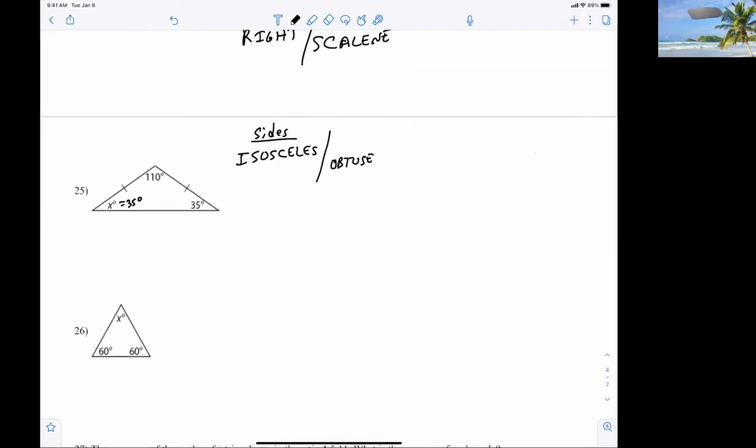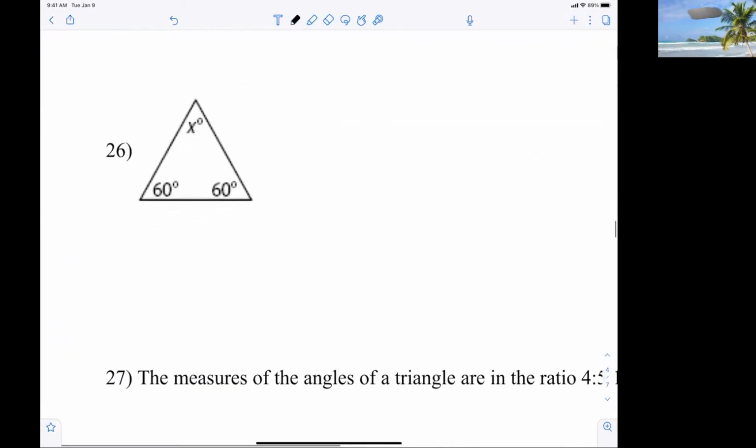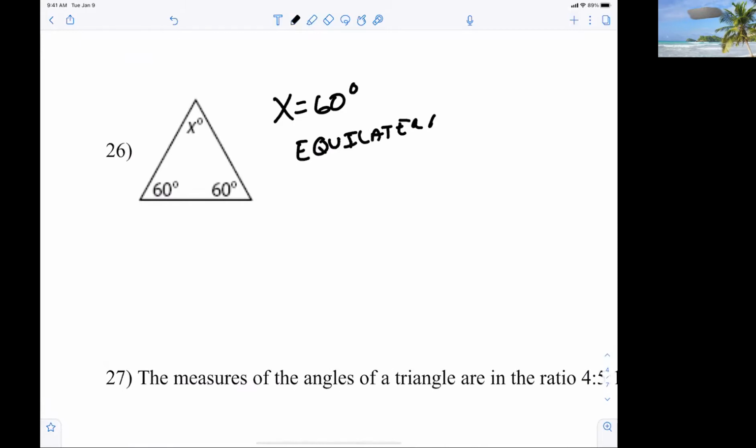Okay, Jackson, you're up. Yes, x equals 60 degrees. All right, so it's equilateral. And what type are we classifying it by angles? That's correct. All right, and that's called equiangular also. Very good. So x was 60, it's equilateral, and it's acute. Does anybody have any problems with that? Nobody?